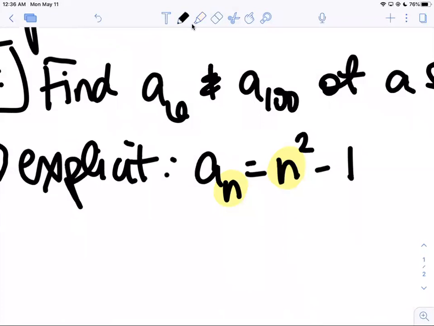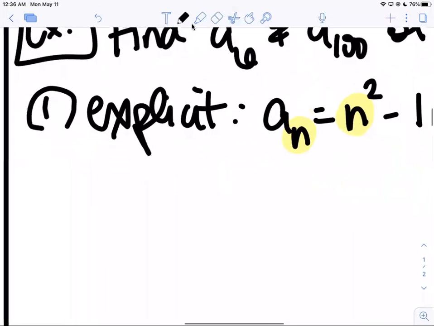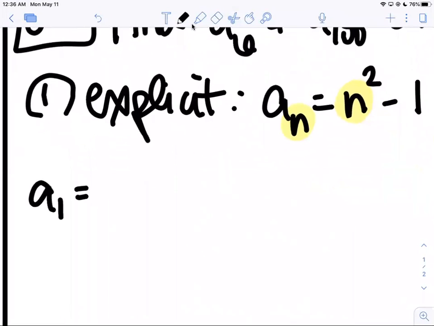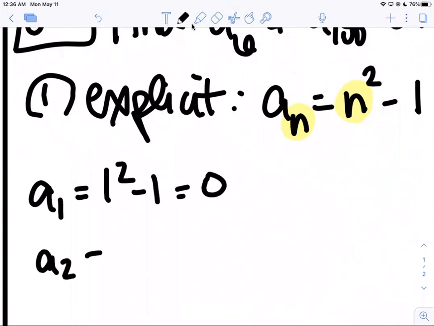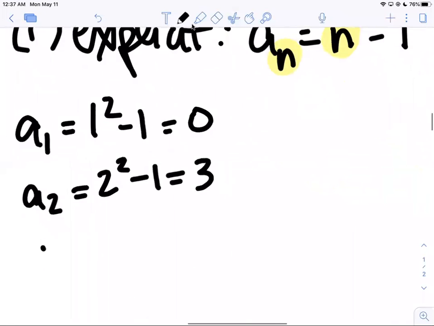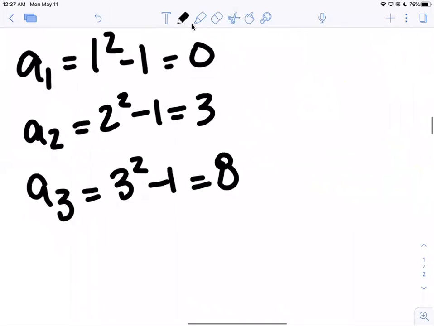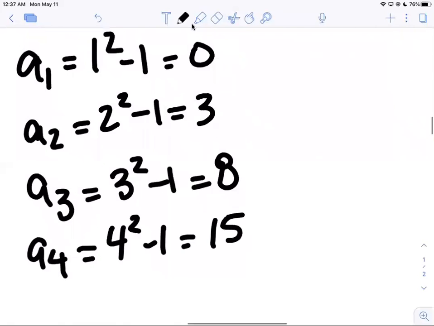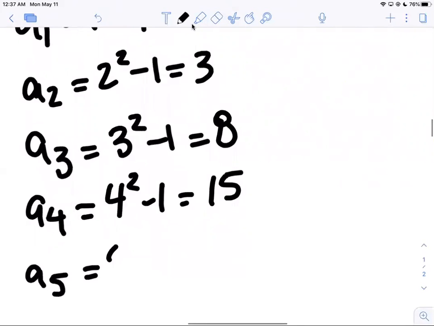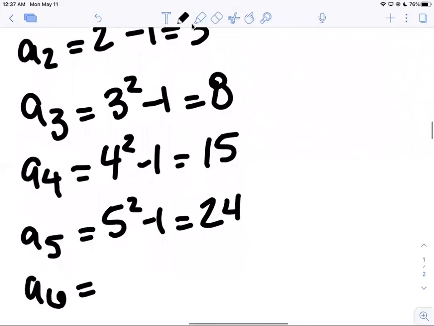Now we will go one at a time up to 6, and then I'll show you it's easy to just plug in for 100. So a sub 1 is going to be 1 squared minus 1. That's going to be 0. A sub 2 is going to be 2 squared minus 1, which is going to be 3. A sub 3 will be 3 squared minus 1, 8. A sub 4, 4 squared minus 1 equals 15. A sub 5 equals 5 squared minus 1 equals 24. And then a sub 6 equals 6 squared minus 1 equals 35.